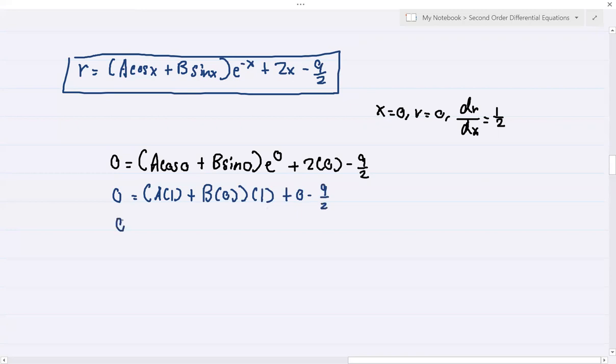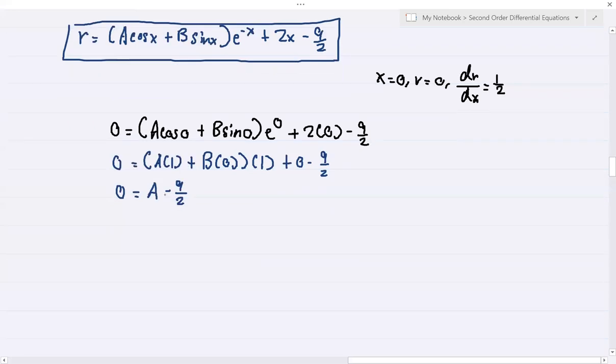So we will have 0 is equal to a plus 0 times 1. If you're going to simplify them, you're going to have a times 1 because a plus 0 is a, and a times 1 is still your a. And 0 minus 9 all over 2 is still negative 9 all over 2. So this one is easy. You can now find your a. Transpose the constant to the left, so we will have 9 all over 2 is equal to your a.